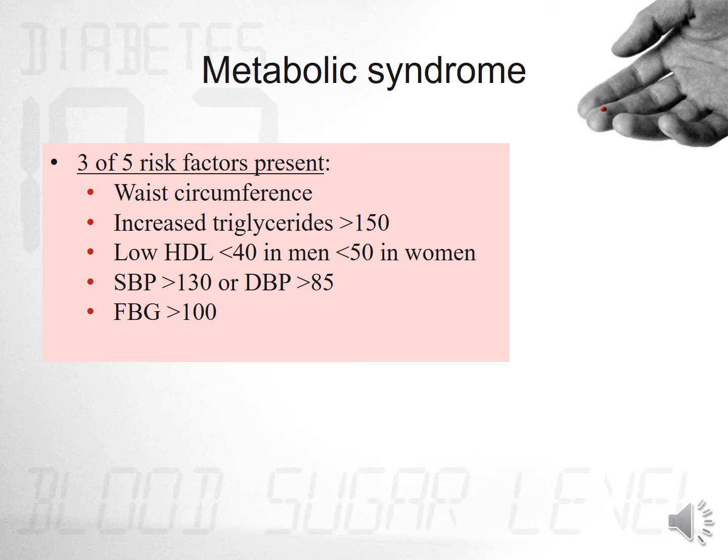Metabolic syndrome is present when 3 of the 5 risk factors are present: increased waist circumference, triglycerides over 150, low HDL, less than 40 in men and less than 50 in women, systolic blood pressure greater than 130 or diastolic greater than 85, and a fasting blood glucose of greater than 100.